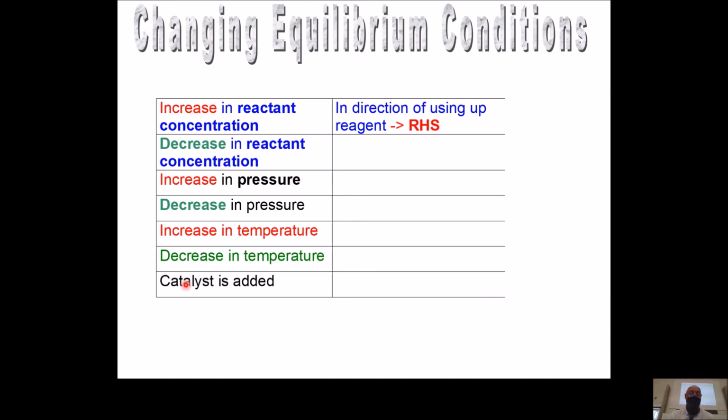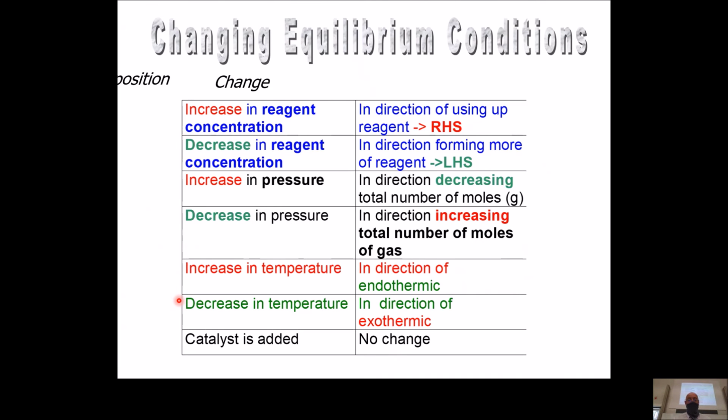What's going to happen if you add a catalyst? What does the catalyst do? There won't be a shift. It decreases the activation energy, but that applies to both reactions equally. So that's a change, and that's a shift. So we'll have to tell you.